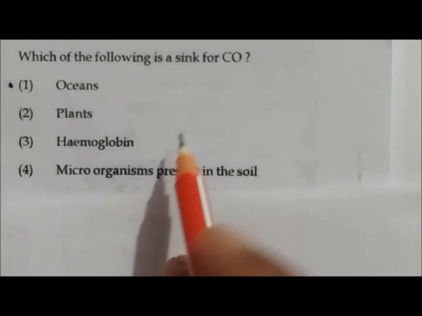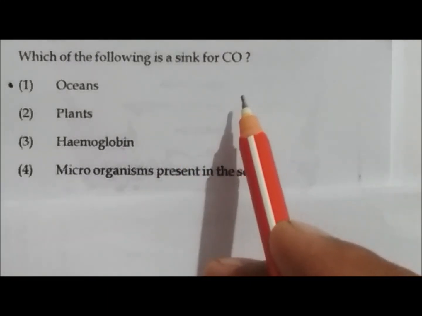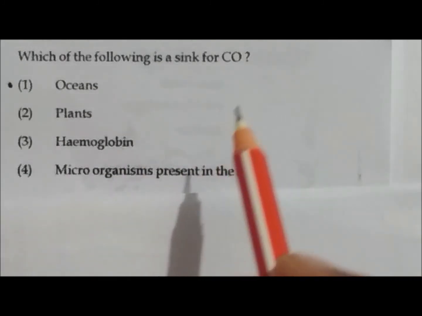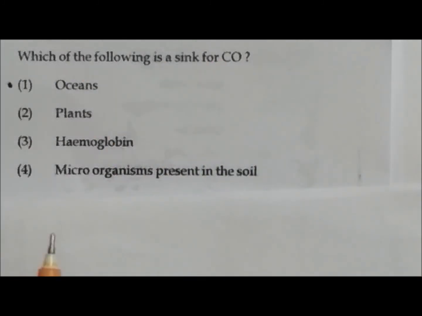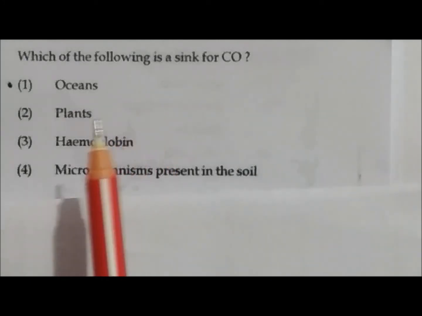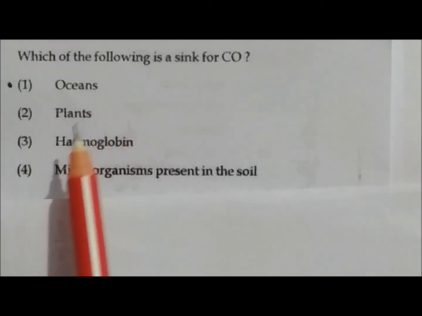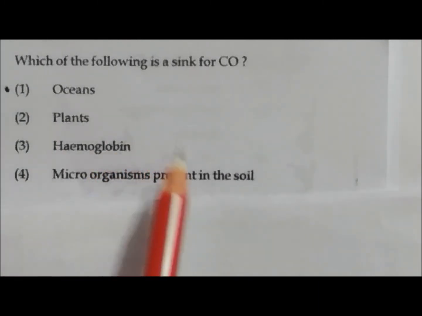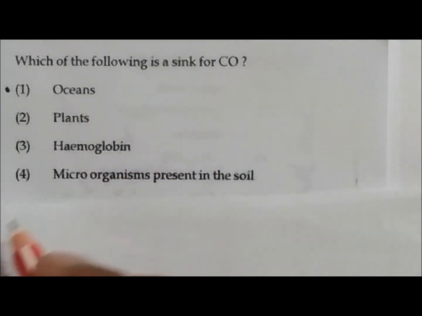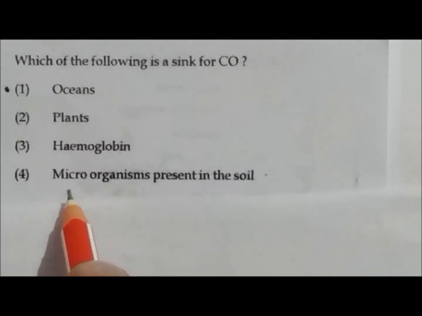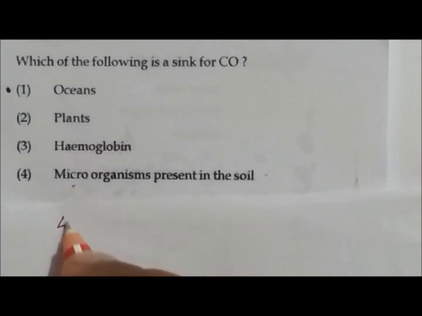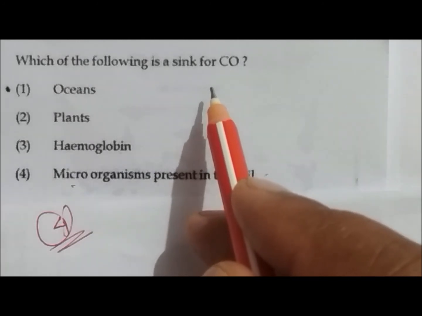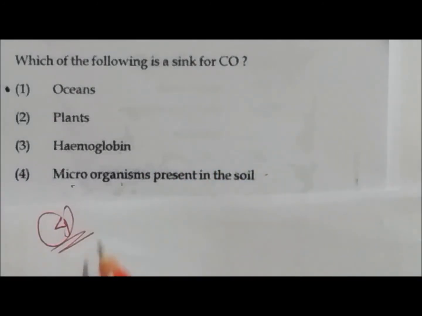Which of the following is a sink for carbon monoxide? So a sink is the one which will absorb carbon monoxide in large amounts. If you see carefully, oceans? No, ocean is not it. Oceans cannot absorb the carbon monoxide. Plants? Hemoglobin? Answer 4 is correct. So this is the only correct answer. Microorganisms present in the soil can absorb carbon monoxide in large quantities. So this is our correct answer.